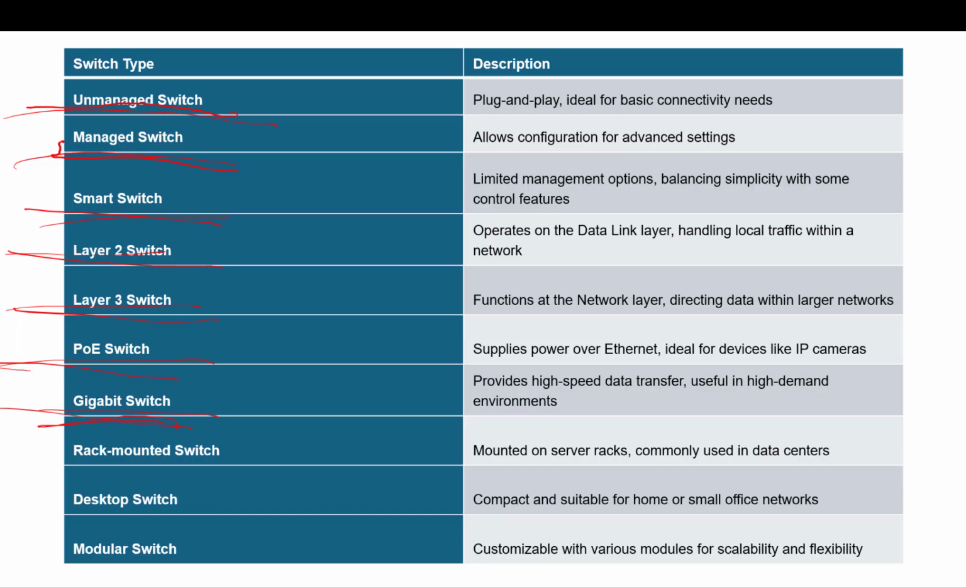So now we have talked about the rack mount already. So let us talk about the desktop switch. It's compatible and suitable for home or office. You understand? So it's a normal one that you just put on top of the desk. You understand? But normally, like, we put them in the rack also. Then you get a modular switch. It's customizable with various modules for scalability and flexibility, right?